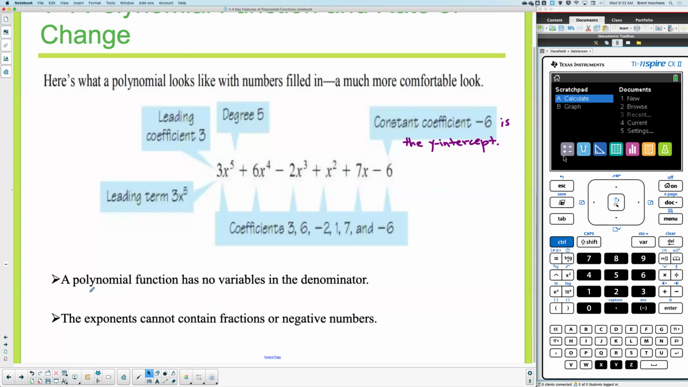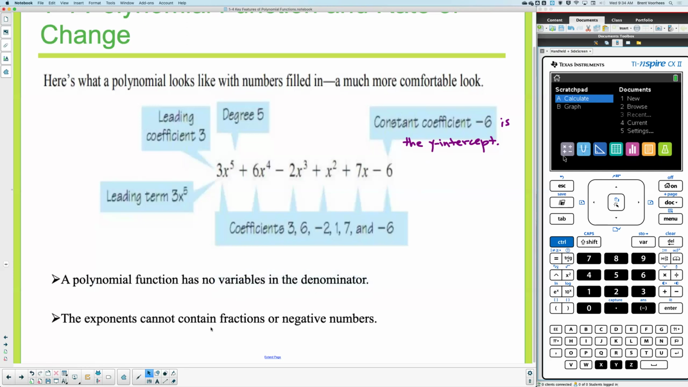As stated in the last page, a polynomial function has no variables in the denominator. We call it a different function if it has variables in the denominator. That'll be later in this 6 weeks or this 9-week grading period. We're going to learn about this, but not yet. It'll be after the first test. If you have a variable in the denominator, it's no longer polynomial. We call it something else.